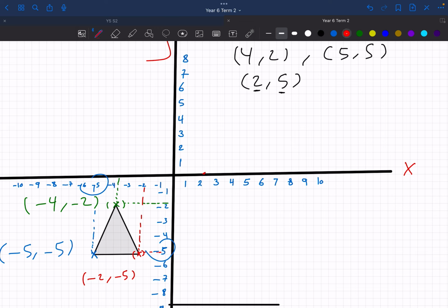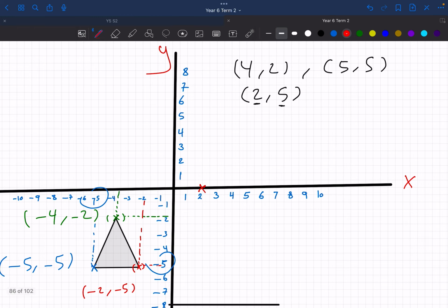I read the x here. 5. Okay. Why 5? Go up until you reach here. 5. This is x, this is x. So up until you reach here. So we finished with the first one, right?